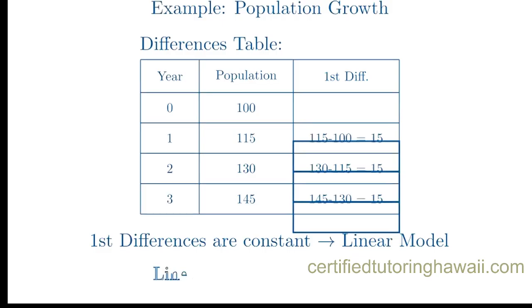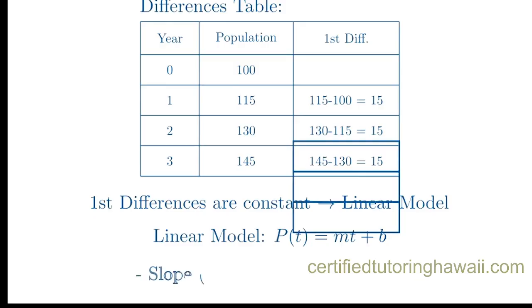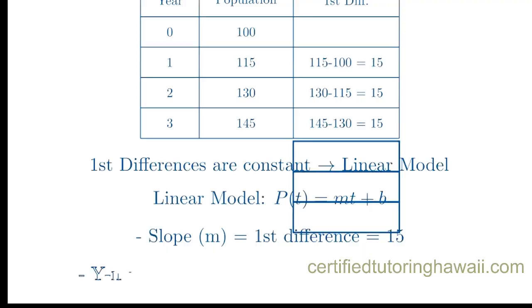A linear function is of the form y equals mx plus b. The slope m is our constant rate of change, which we found to be 15 people per year. The y-intercept, b, is the starting value when x is 0, which is our initial population of 100. So our model is p of t equals 15t plus 100.